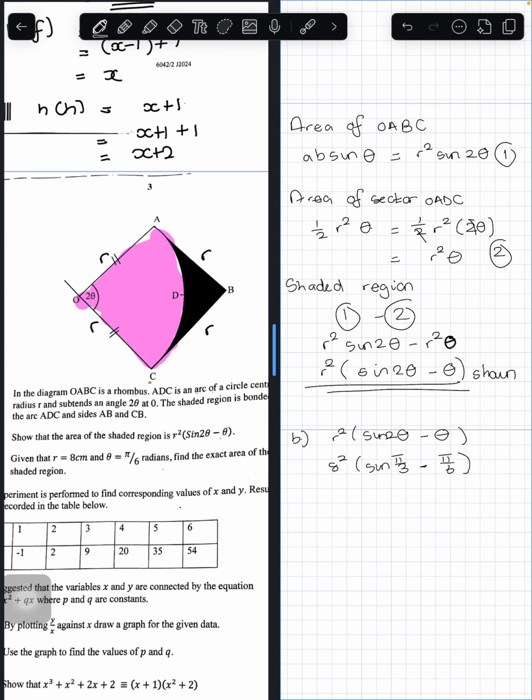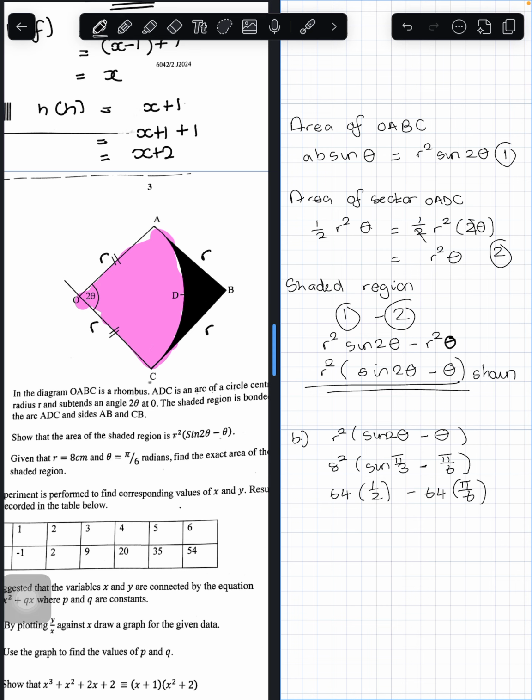So it's 8 squared, open bracket, sine pi over 3 minus pi over 6. Right, so what is our answer there? Okay, right, maybe let's do it this way. What is sine pi over 3? So that we get an exact answer. Sine pi over 3 is root 3 over 2, and so this is like 64 times root 3 over 2 minus 64 times pi over 6.